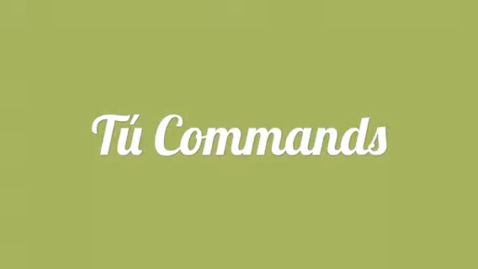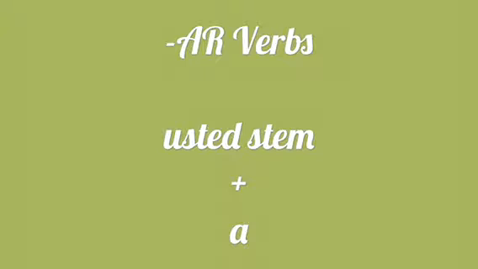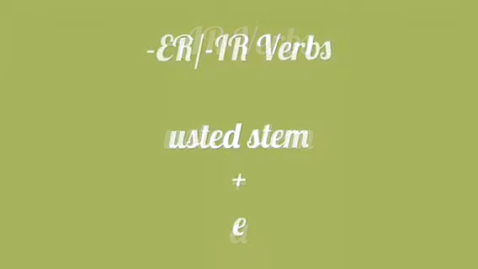Tú commands are very similar to usted and ustedes commands, except with a more informal tone. To form a tú command directed towards one person using an AR verb, simply conjugate it to its original usted form, then substitute the original ending with a. ER and IR verbs also follow the same pattern, using an e in place of the usted ending. Examples of this can be seen in these sentences.